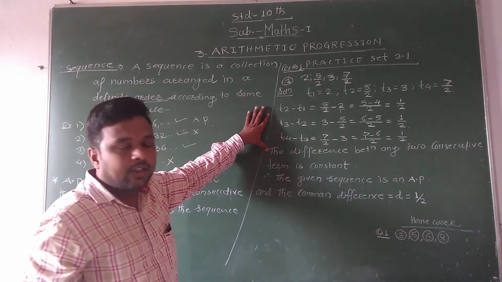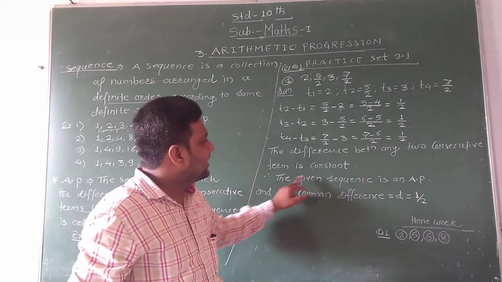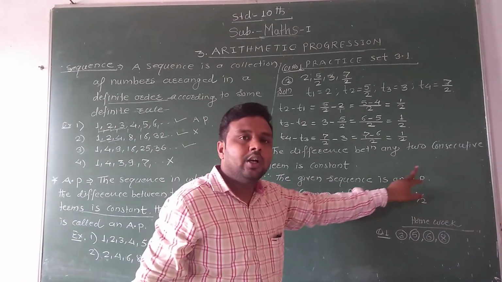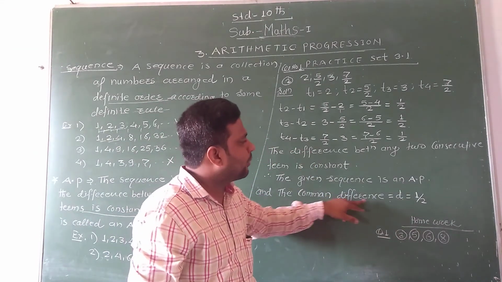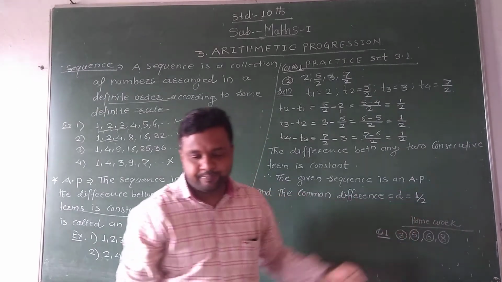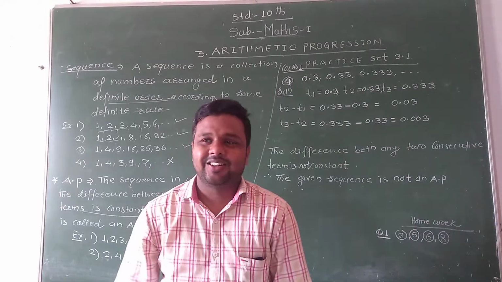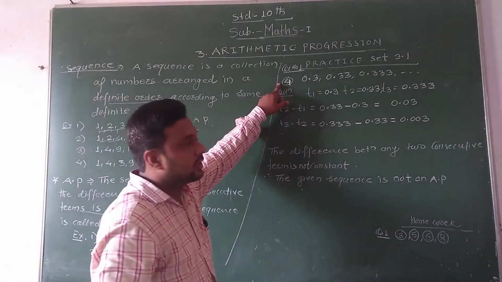Again here we get the difference between the consecutive terms is constant. Therefore, this sequence is an arithmetic progression. And the common difference for this arithmetic progression is 1 upon 2. Okay. Now we see the fourth example. Okay. Now what is the fourth example?